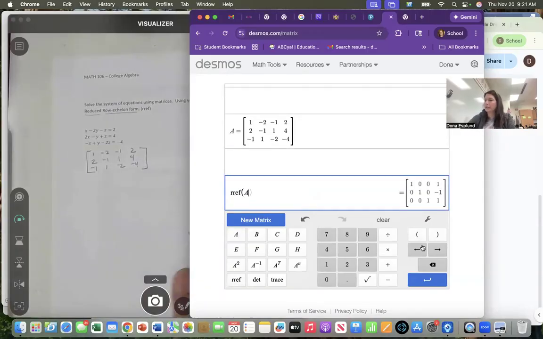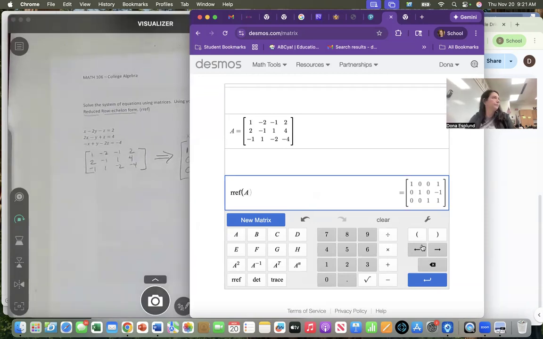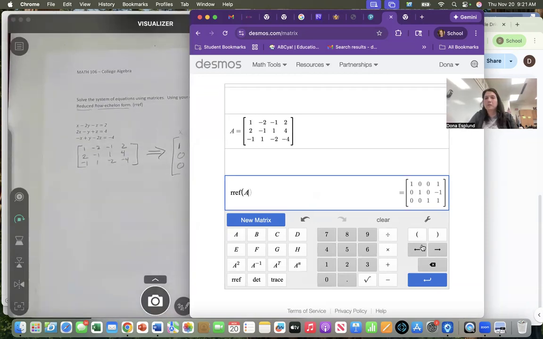When you do that, you get a new matrix: 1, 0, 0, 1, 0, 1, 0, -1, and 0, 0, 1, and then 1. And this is going to tell you my solution. Since the 1 is representing my x value, that means x is equal to 1, y is going to equal -1, and z is going to equal 1.